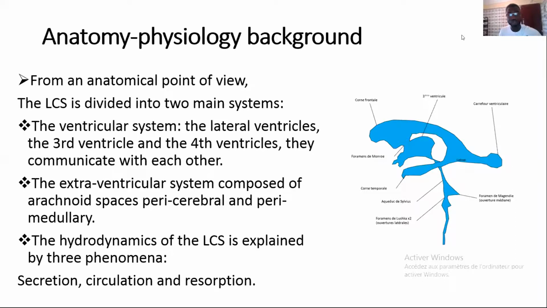From an anatomical point of view, the CSF space is divided into two main systems: the ventricular system, which contains the lateral ventricles and the third ventricle, which communicate with each other, and the extraventricular system, composed of the arachnoid space, the pericerebral and perimedullary spaces. The hydrodynamics of CSF is explained by three phenomena: secretion, circulation, and resorption.